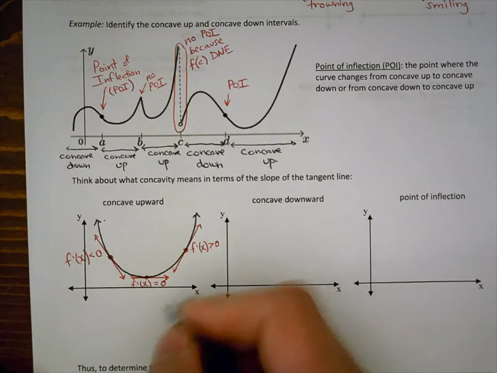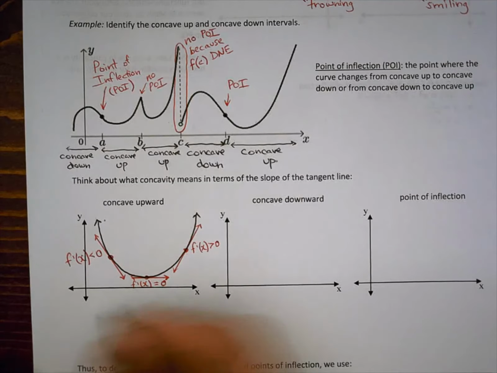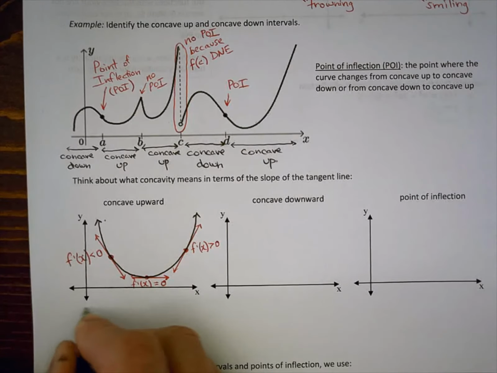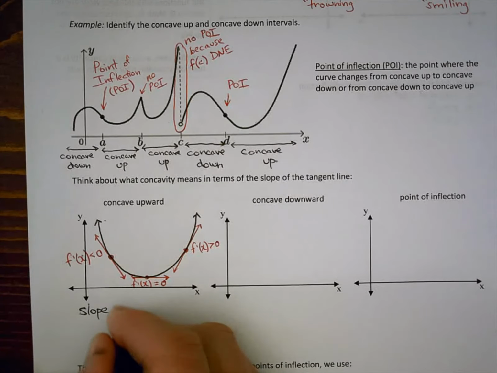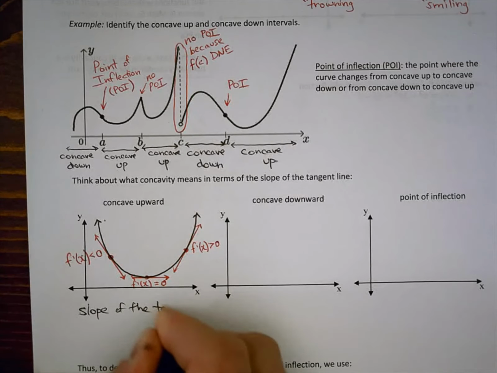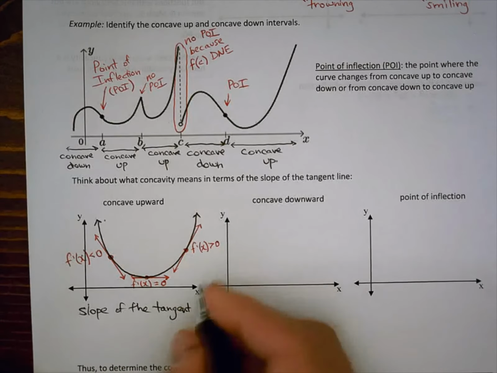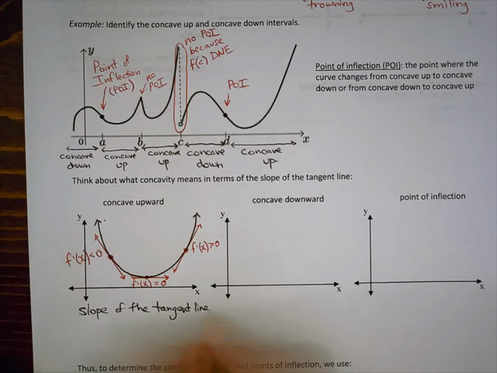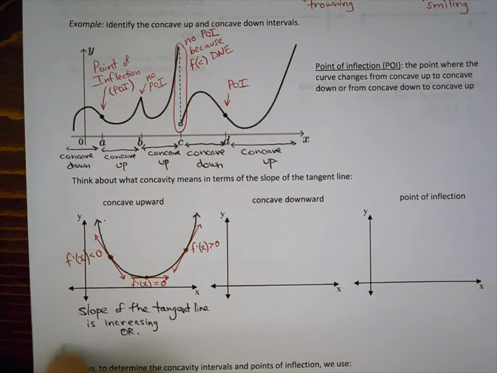So I'm just going to write that here. That's the conceptual way of explaining concave up, or the calculus way of explaining concave up. The slope of the tangent line is increasing. Or another way of saying this is the derivative is increasing.